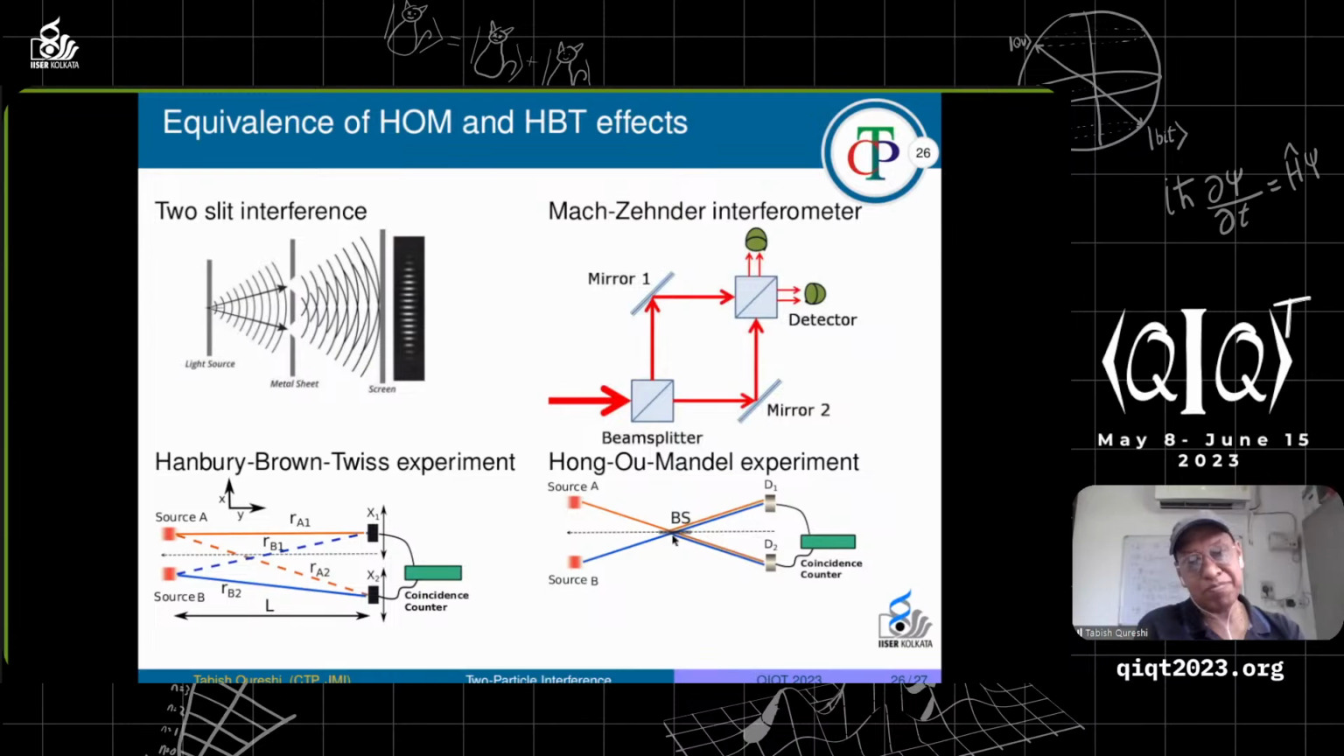This happens here also in this Mach-Zehnder interferometer. The phases of the two paths have to be matched exactly. Then only will all photons go to one detector and none to the other detector. So this dark fringe will be observed only when these phases are matched precisely. There is a good equivalence between these two.